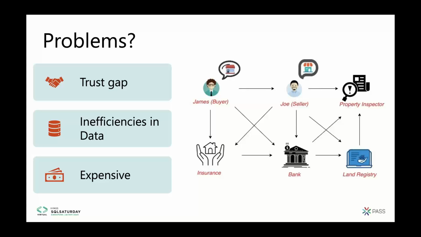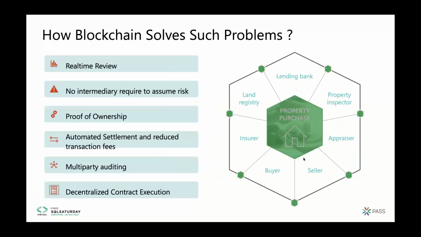So if we are going for a blockchain-related solution, all the parties like banks, land registry, buyer, seller, and appraiser will form a consortium. A consortium is nothing but a group of organizations or companies that want to perform transactions. For a property purchase, they will form a consortium.